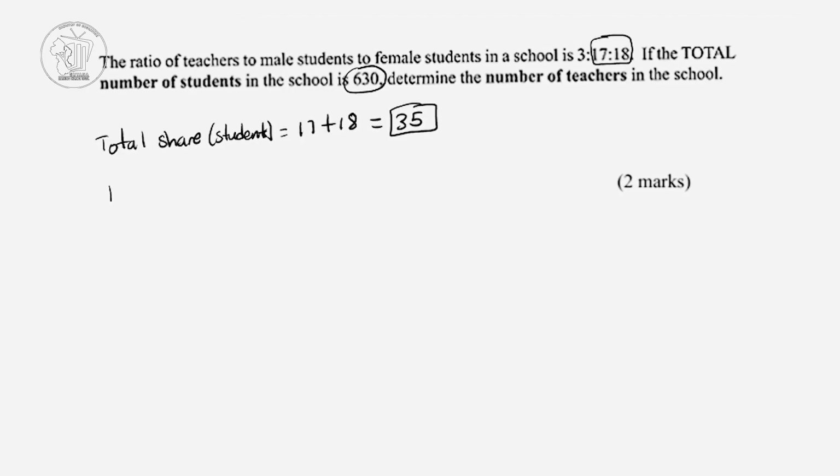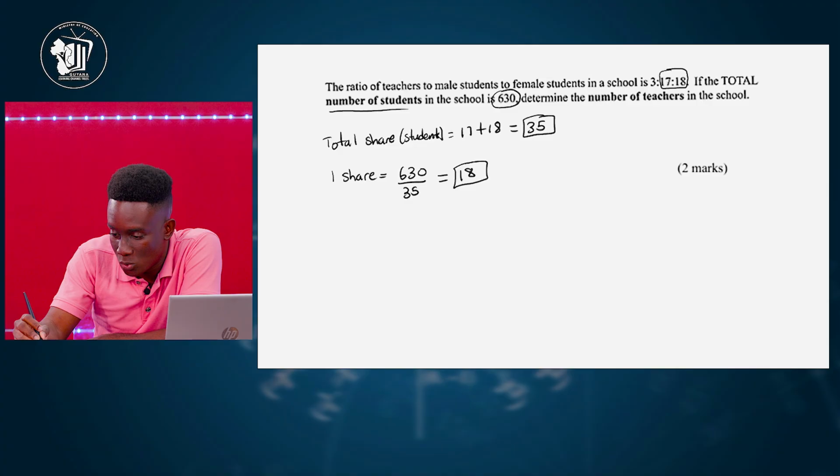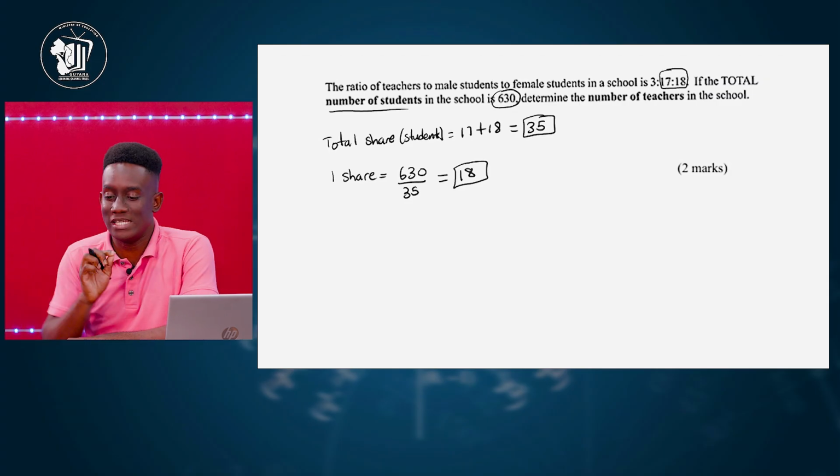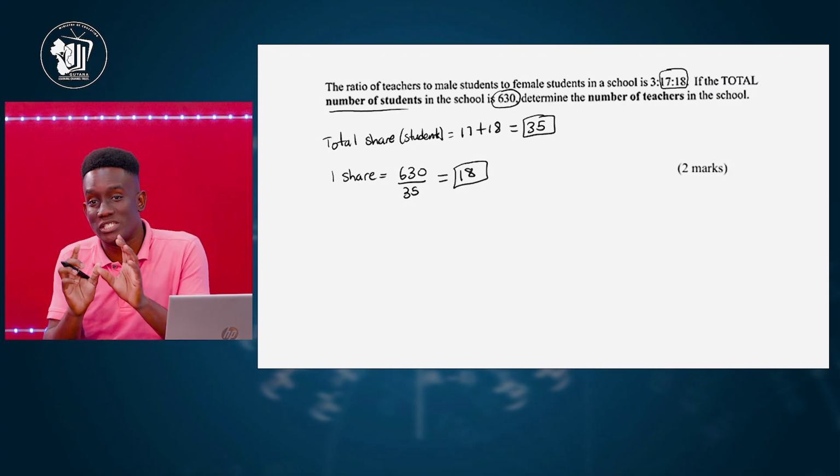One share would be 630, because that is the total number of students in the school, divided by the total number of shares of students, 35. So 630 divided by 35 gives us 18. So one share is equal to 18.